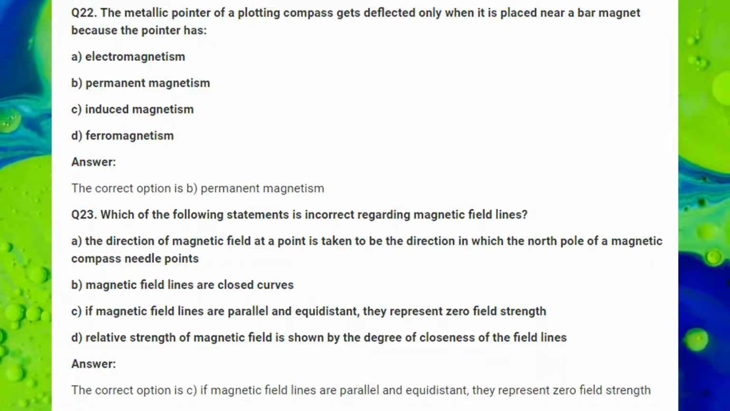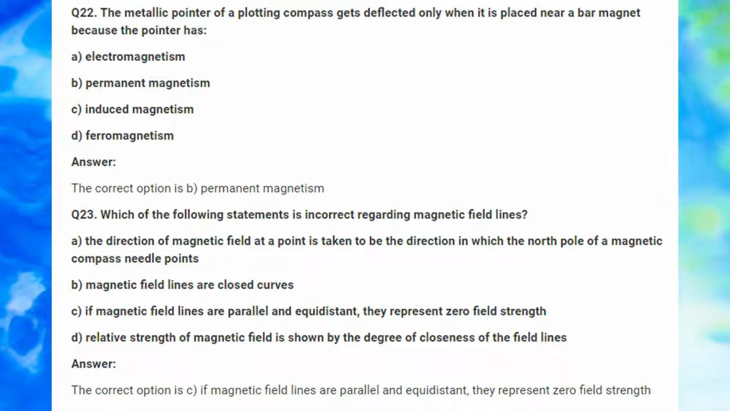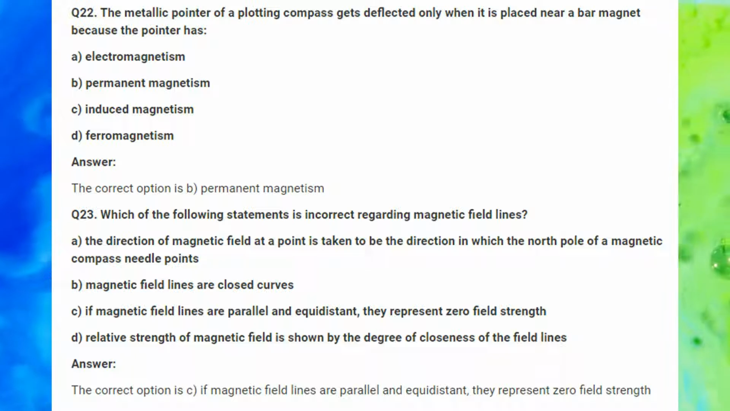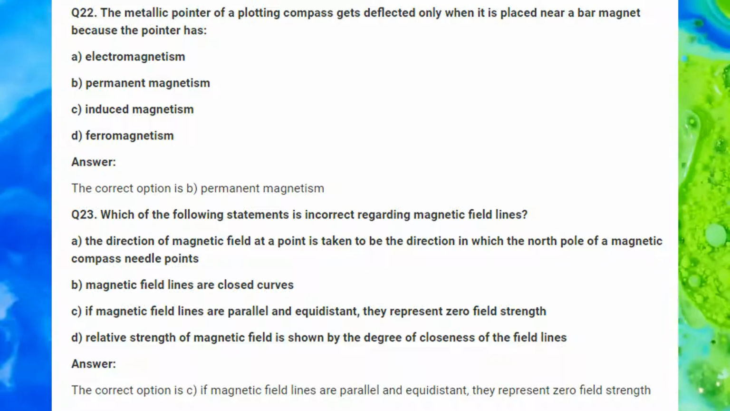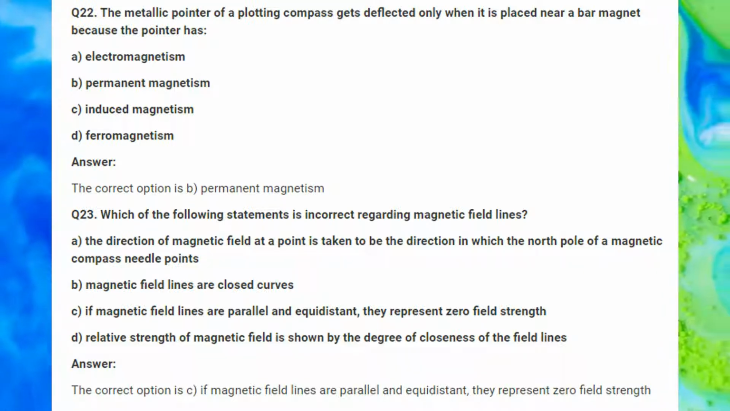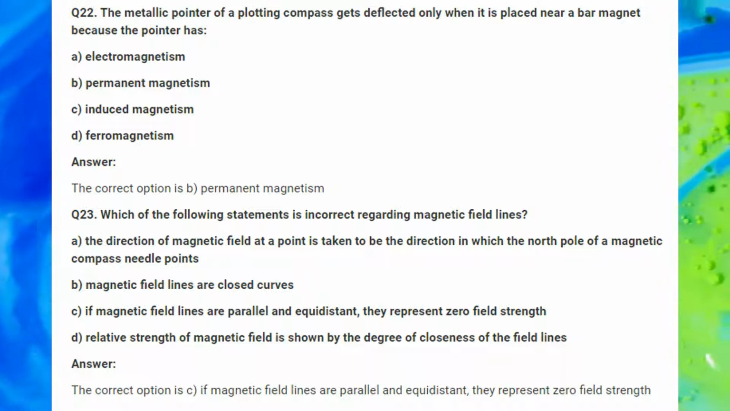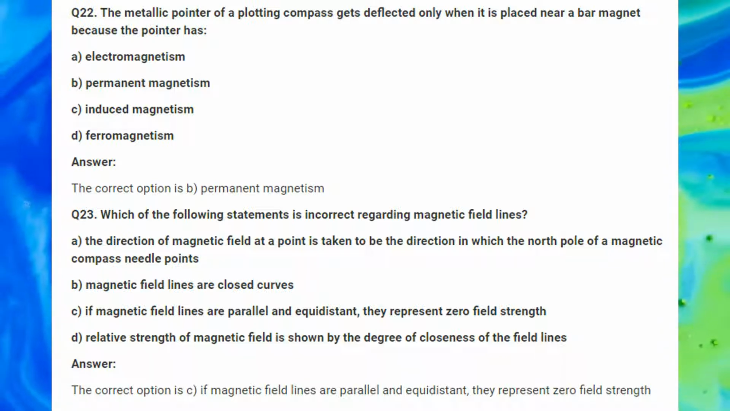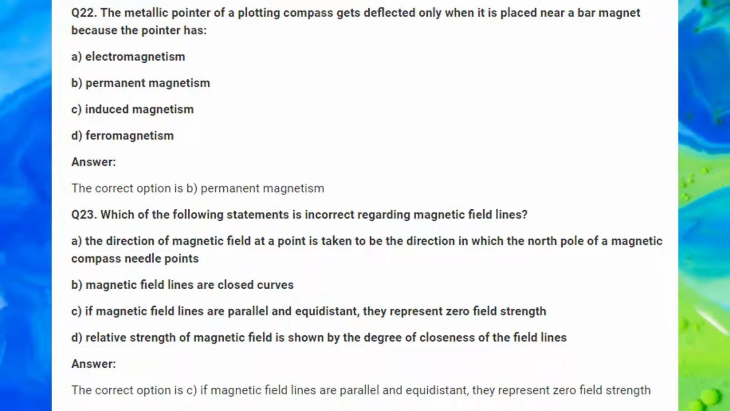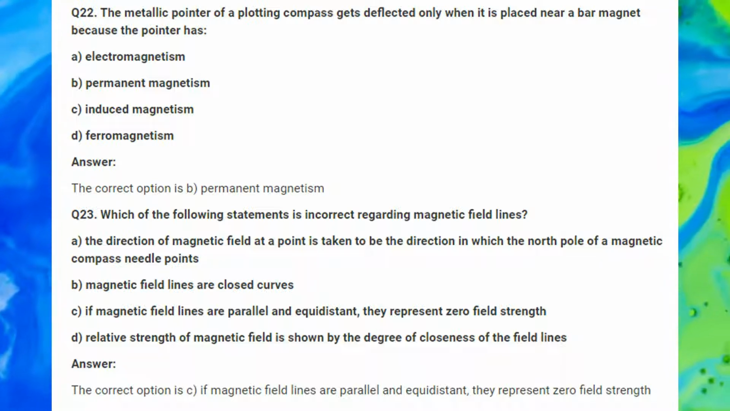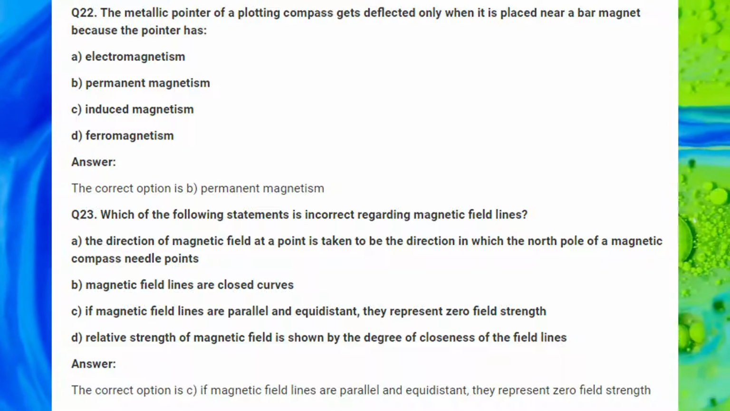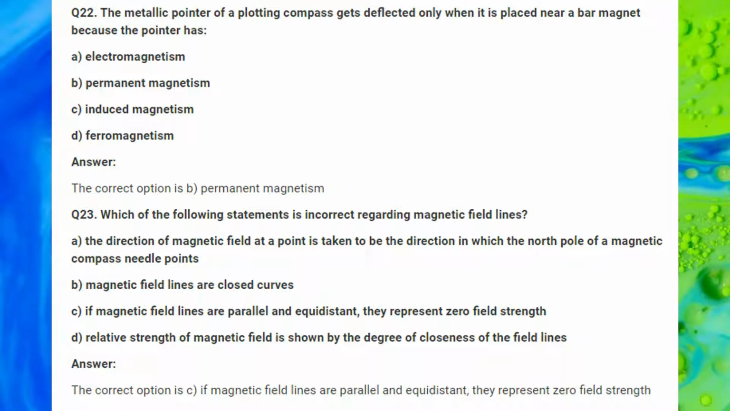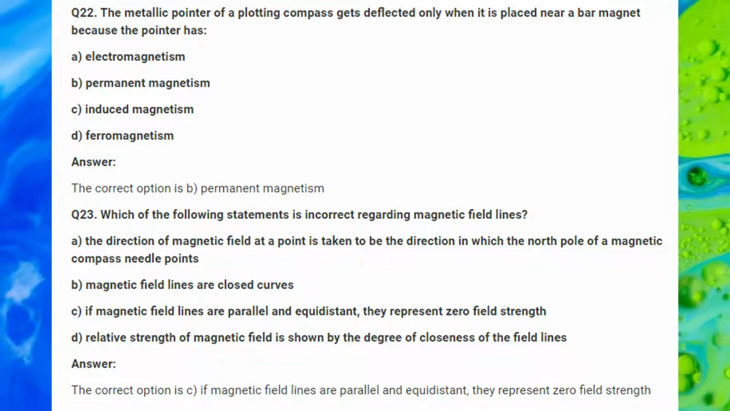Q22. The metallic pointer of a plotting compass gets deflected only when it is placed near a bar magnet because the pointer has A. electromagnetism. B. permanent magnetism. C. induced magnetism. D. ferromagnetism. Answer: the correct option is B. Permanent magnetism.